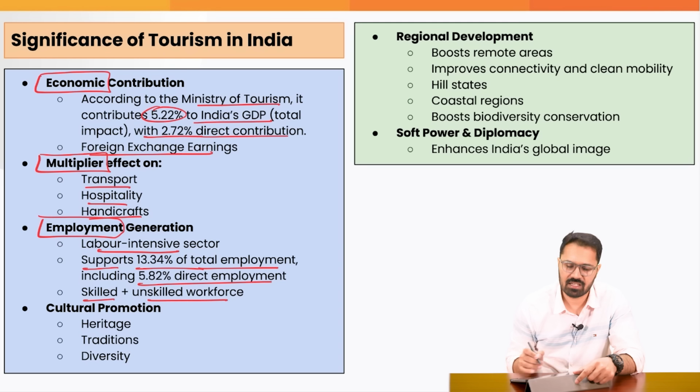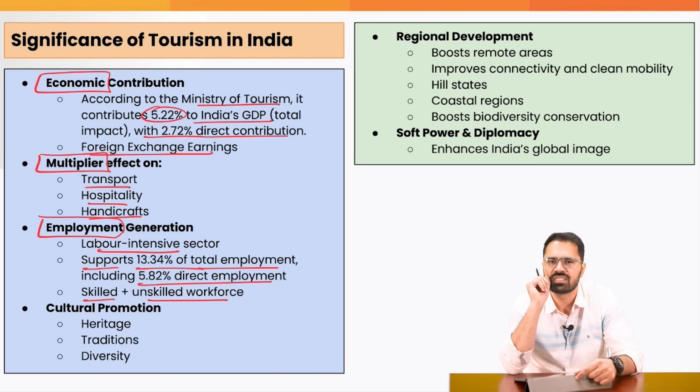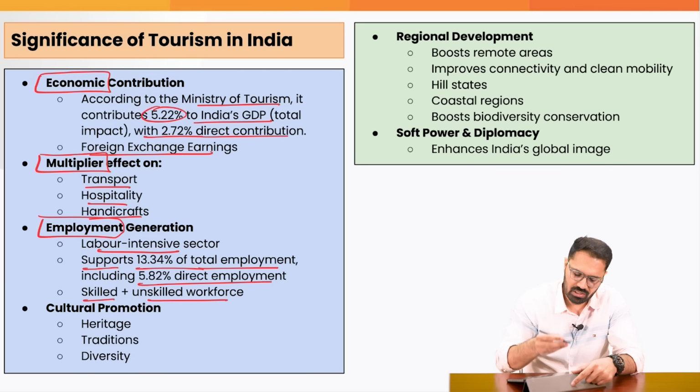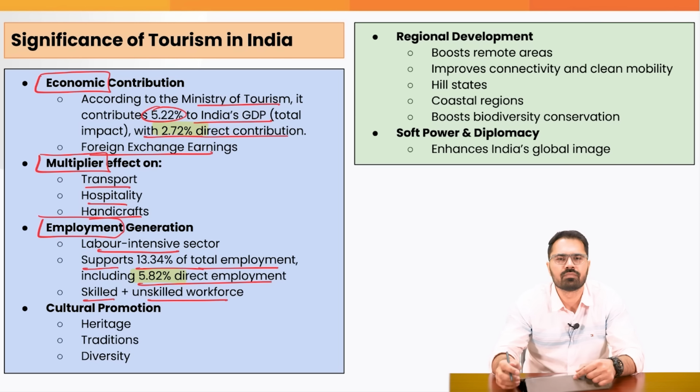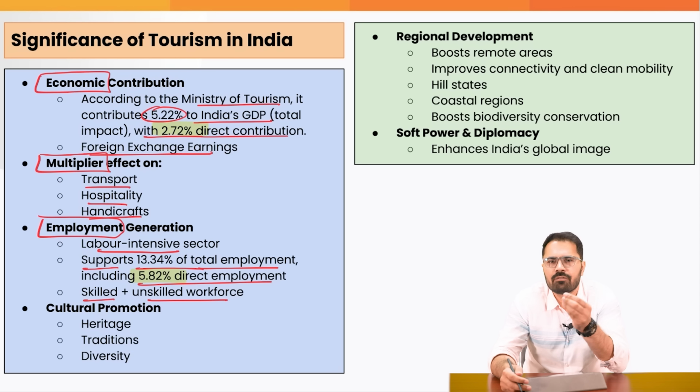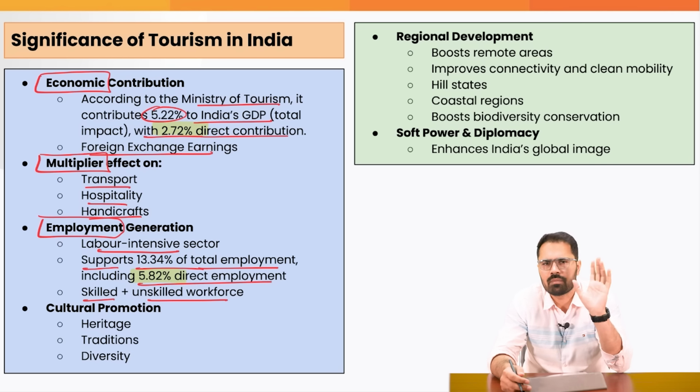Both skilled and unskilled workers get employment under the tourism sector. Now you need not remember all these data. What you can remember is largely the direct impact numbers. We do not have to pinpoint each and every number. Whatever data is convenient to you, which you can remember, just remember that one.